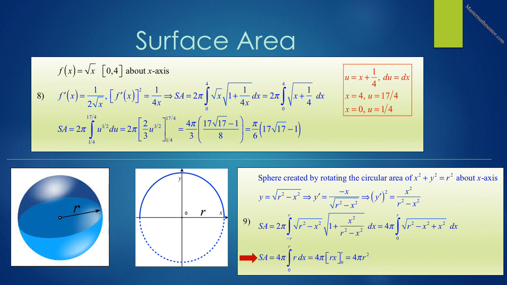Finally, the last step, this difficult-looking integral, is now easy. 4 pi integral from 0 to r of r dx. The integral of r dx is rx, so we have 4 pi times rx evaluated between 0 and r, getting 4 pi r squared. This, of course, is the formula that you've always used in geometry to find the surface area of a sphere. Many formulas in geometry have evolved from calculus.